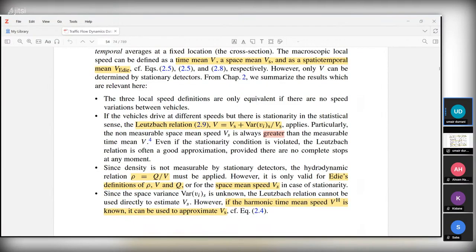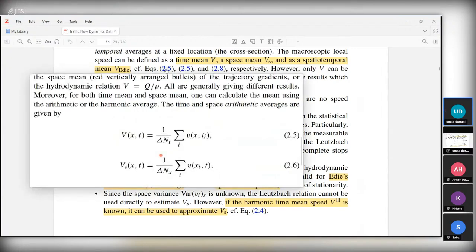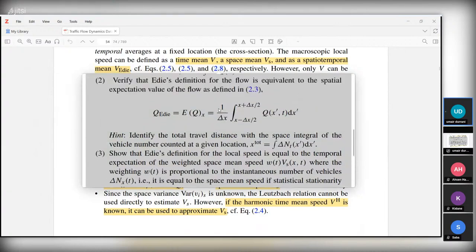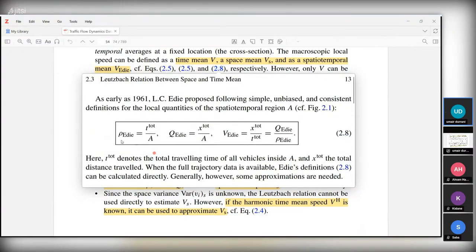But we can use our existing understanding, which was previously given to us using the equations of the time mean speed, equation 2.5, and equation 2.6, the space mean speed, and then Edie's equations. Edie's equations are right here. Here, the density is defined as the total travel time of all vehicles within a spatiotemporal region A. But remember, we are dealing with cross-sectional data, where we do not directly have the spatiotemporal region A. We need to define what A is, given the context of the cross-sectional data.